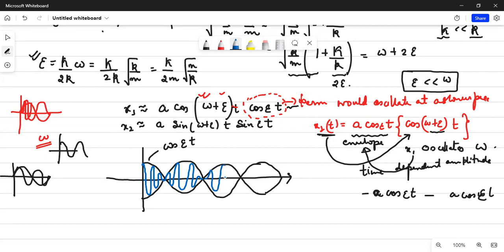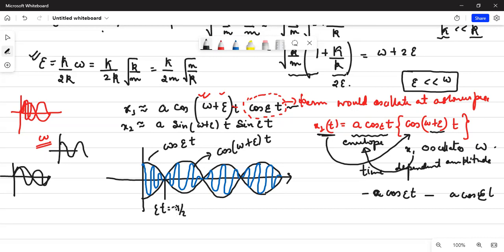This blue one is omega plus epsilon, right? Yes, son, this blue one is your omega plus epsilon. Is that clear or not clear? Yes, sir. Also understand that cos epsilon t would be the envelope, and this will be like cos (omega plus epsilon) t. Is that clear? Initially your amplitude was a, and at some point, the point where cos is pi by 2, that time will be where your epsilon t would be pi by 2. Is that clear?